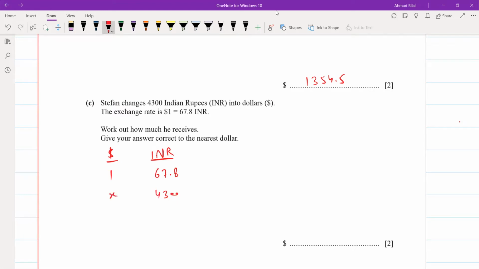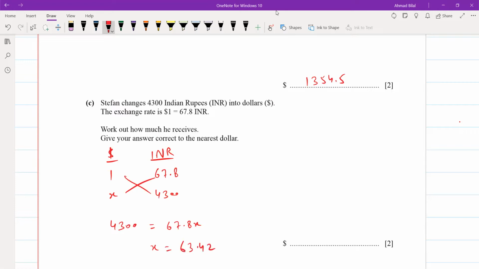Let's call that X. Cross multiply. Aapke paas aa jayega 4,300 is equal to 67.8 into X, and you get the amount. You get the value of X from here. So that's 63.42. Okay, good. So that turns out to be $63.42. अच्छा, ये amount आपके पास आई है 63.42.